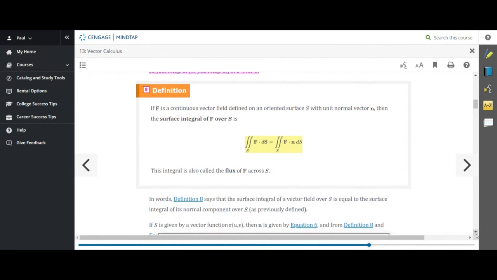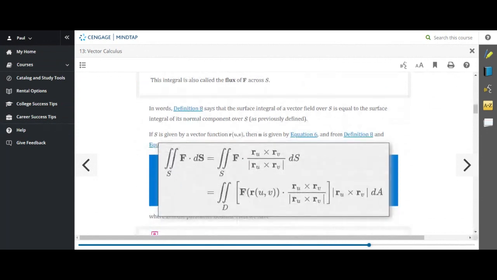But what we want to do is make this a little easier to compute. We remember that the normal unit vector can be replaced with the cross product of the derivative vectors divided by the length of the cross product of the derivative vectors, because it's a unit vector. And then dS is equal to the length of the cross product of the derivative vectors dA.